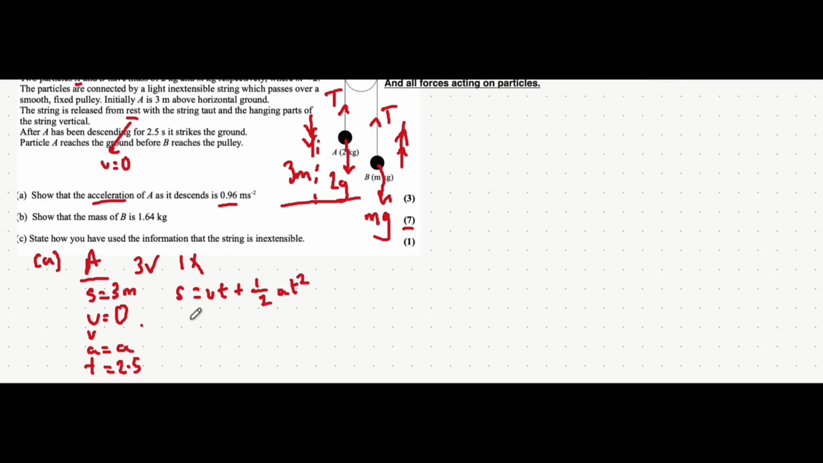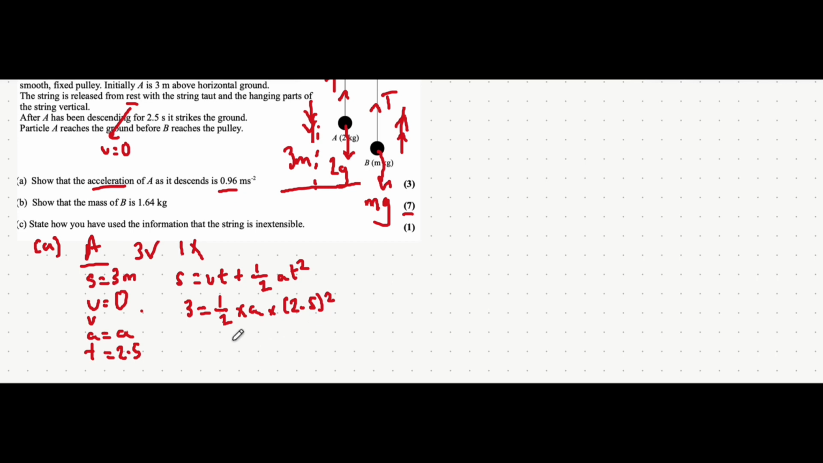What equation links s, u, a, and t? It's s equals ut plus half at squared. So I'm just going to write that out and then substitute into that equation. So we have s is 3, equal to u times t, which is 0 times 2.5, so we don't even need to include it, plus a half times a, which we're trying to find, multiplied by t squared, which is 2.5 all squared.